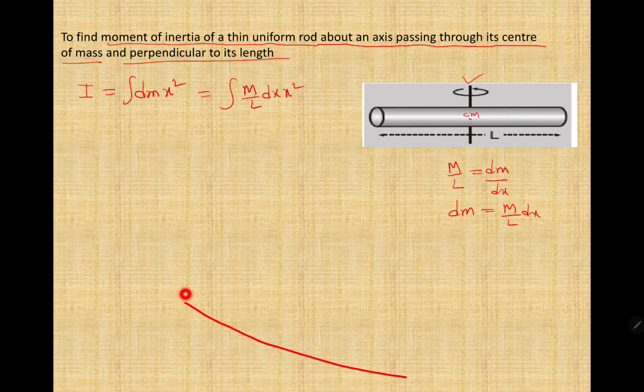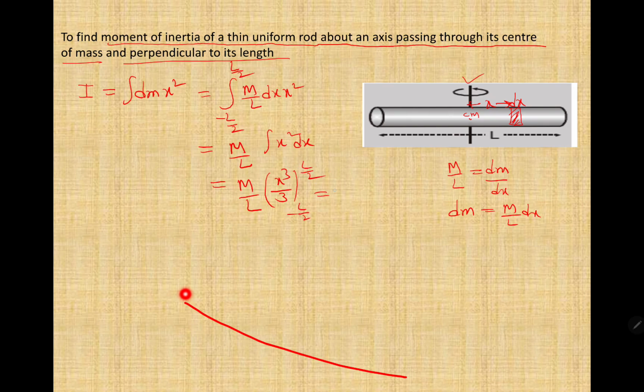Similarly here, the small part has length dx and its distance from the axis of rotation is x. Now the limits: when the small part is taken exactly at the axis, x becomes 0. When we move away from the axis towards the end, x becomes L by 2. Similarly on the left hand side, 0 to minus L by 2. So the limits will be minus L by 2 to plus L by 2. As the next step, M by L integration of x square into dx, limits as usual. Therefore M by L x cube by 3, from minus L by 2 to plus L by 2.